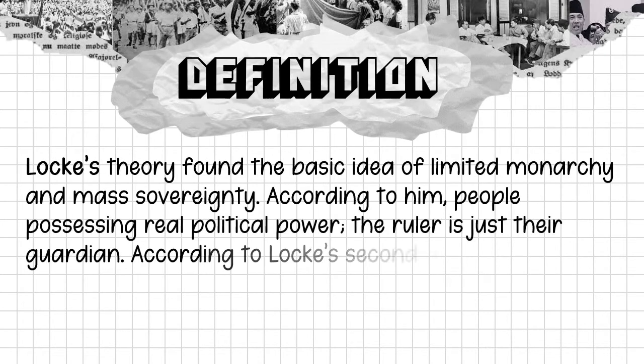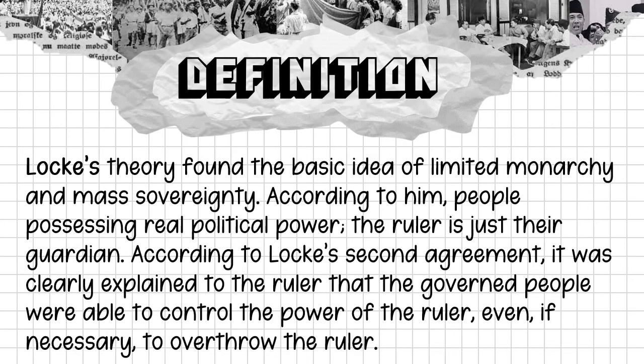Locke's theory laid the basic idea of limited monarchy and mass sovereignty. According to him, the people possess real political power, and the ruler is just their guardian. In Locke's Second Treatise, it was clearly explained to the ruler that the governed people were able to control the power of the ruler, even to overthrow the ruler if necessary.